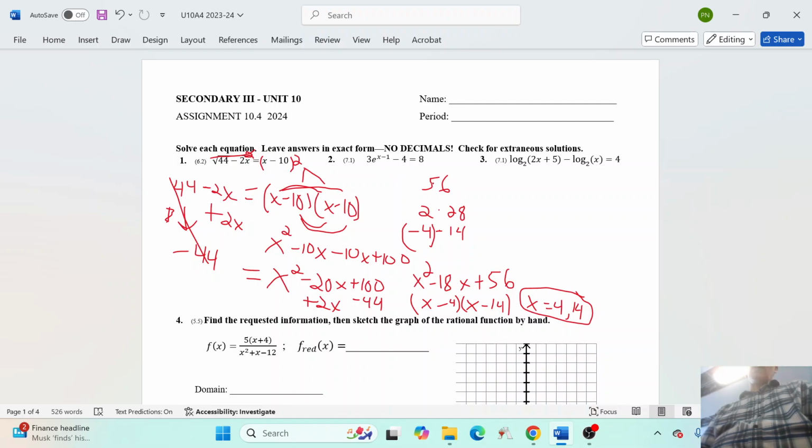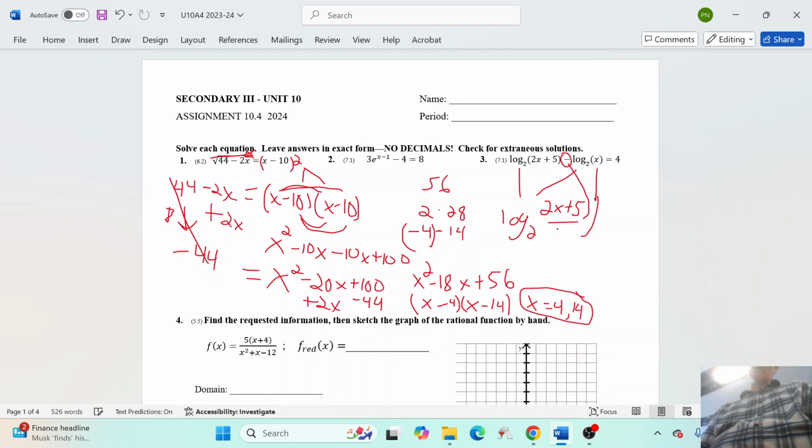Exponentials: add 4, divide by 3, ln both sides. Next one you're going to condense. Do you remember how to condense? So it's going to be log base 2, and then 2x plus 5 minus becomes division. So that's going to be 2x plus 5 divided by, because minus becomes division.